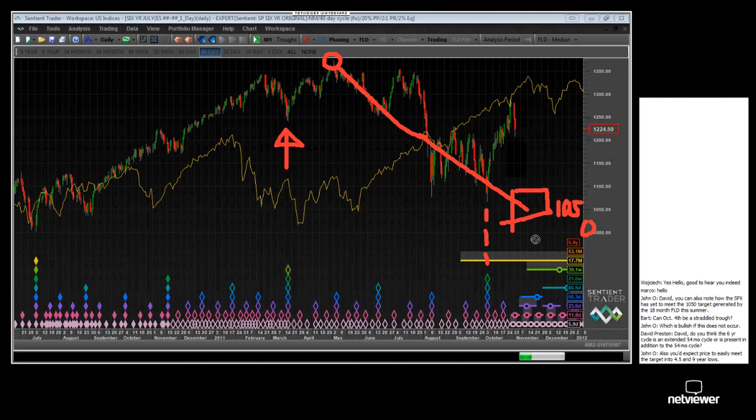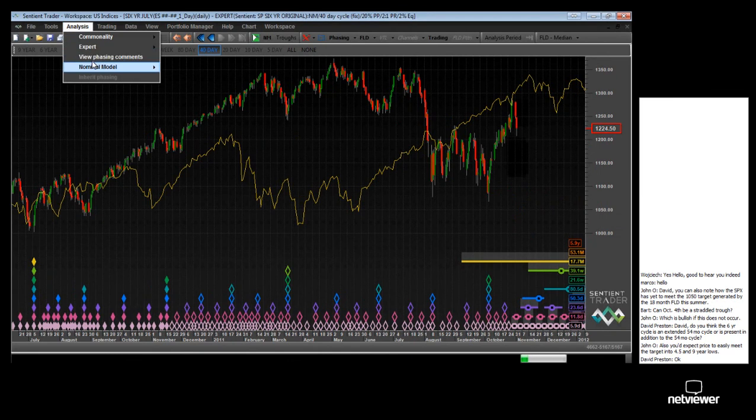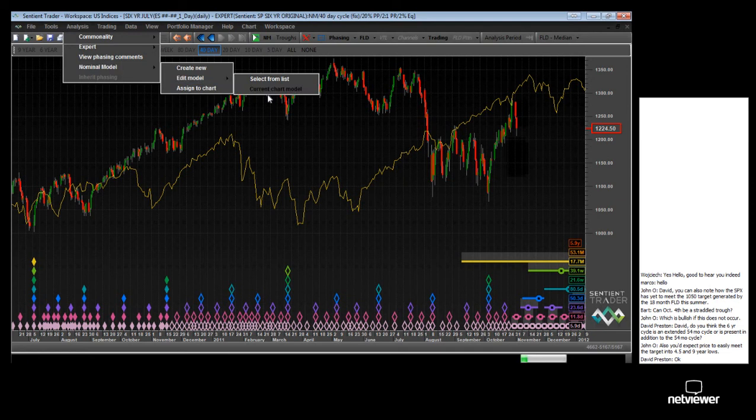And you'd expect price to easily meet the target into 4.5 and 9-year lows. Perhaps John will need to extend a little bit on that. Do you think the 6-year cycle is an extended 54-month cycle, or is present in addition to the 54-month cycle? David, I actually believe the 6-year cycle is in addition to the 54-month cycle.